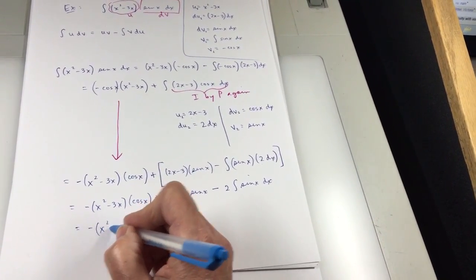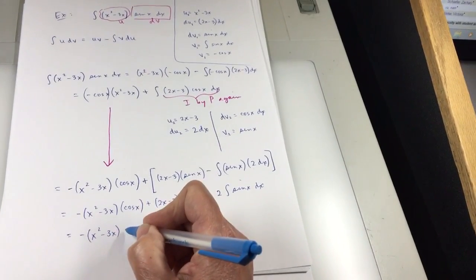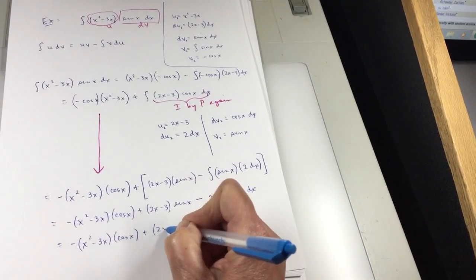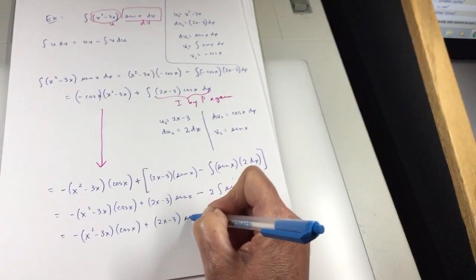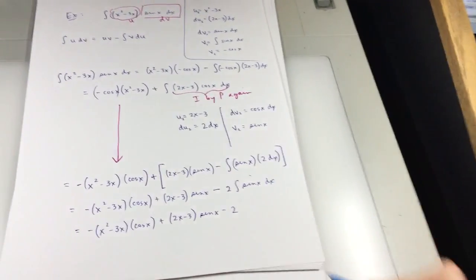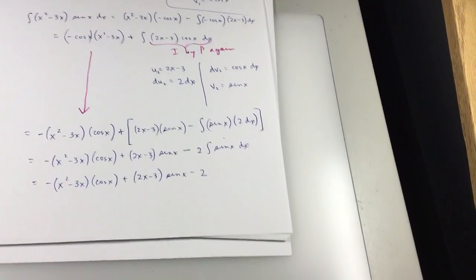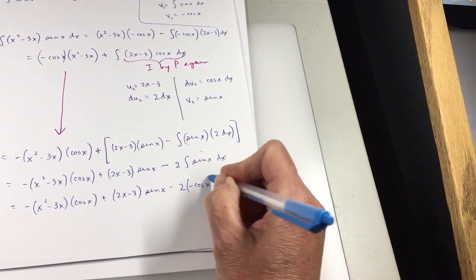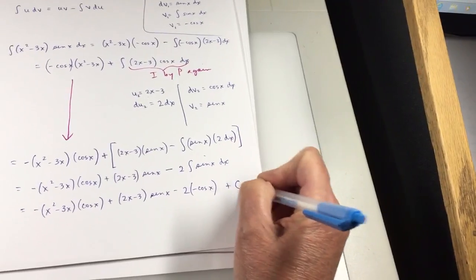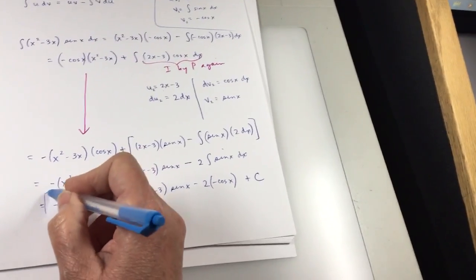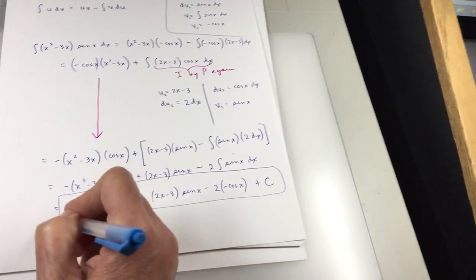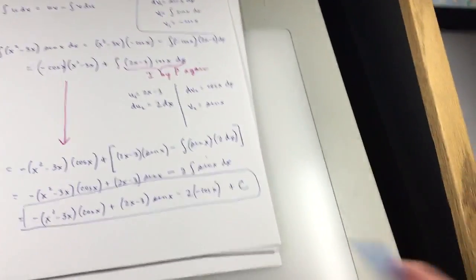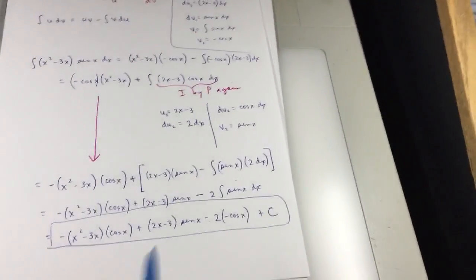And so what's the integral of sine x dx? I'm writing this while you're thinking about what the integral is. Or maybe you're writing too. Okay. Now, what's the integral of sine x? Negative cosine x. Now I'm going to put the plus c. Here's the answer. If you wanted to clean it up a little bit, you could write plus 2 cosine x. You don't really have to, but we could.